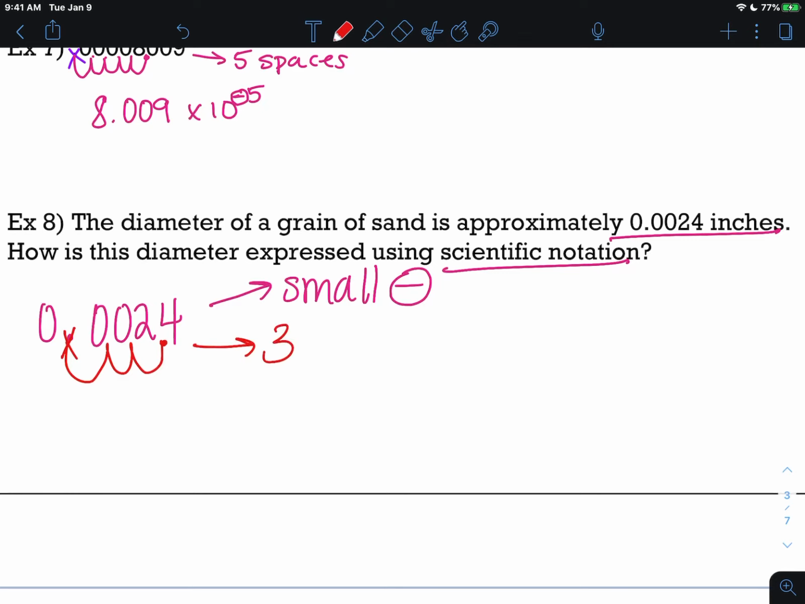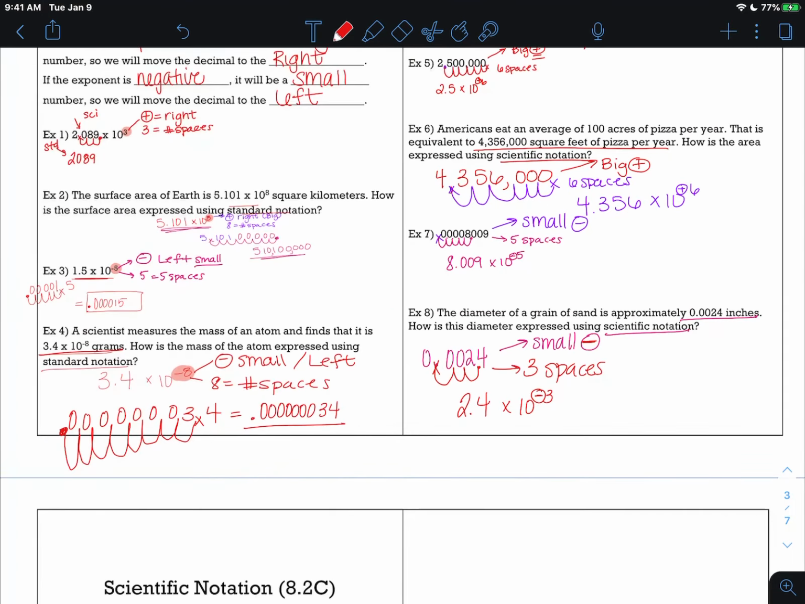1, 2, 3. That's 3 spaces. So I get 2.4 times 10 to the power of 3, but because it was a small number, negative. Remembering I absolutely have to write in my negative.